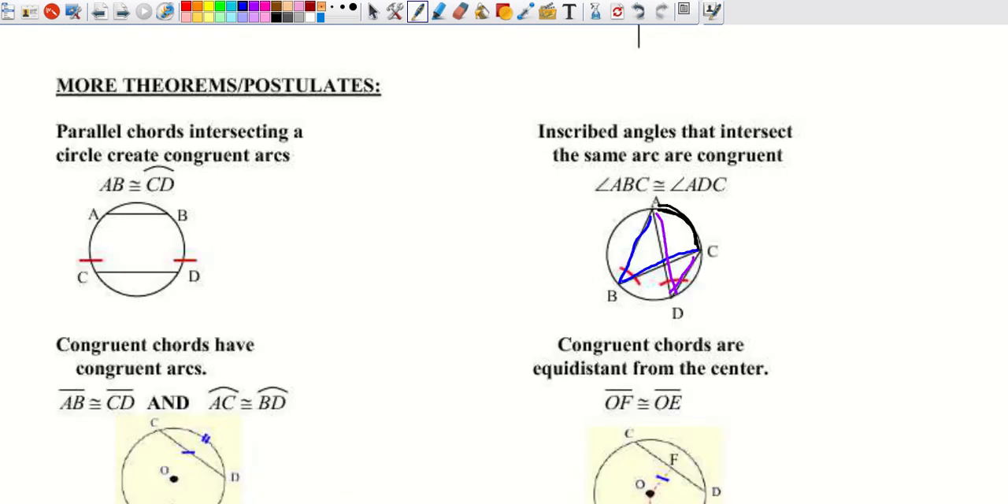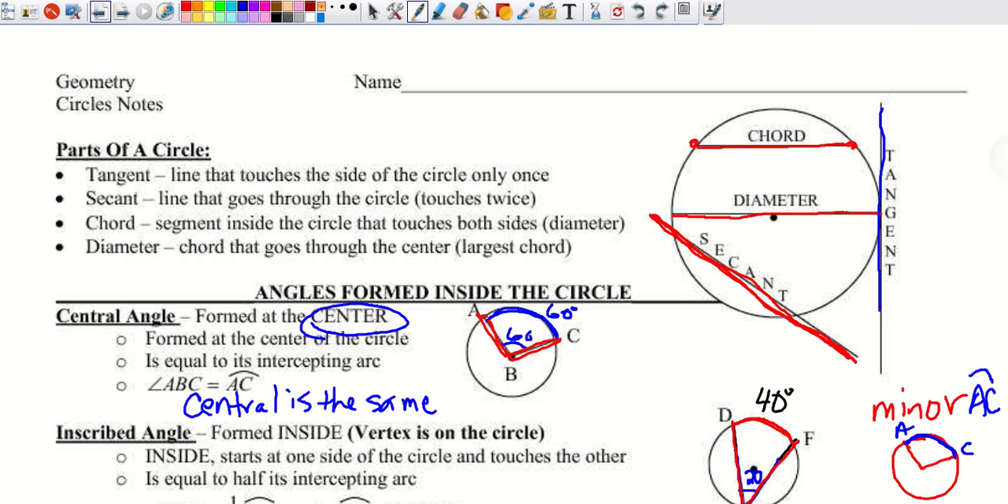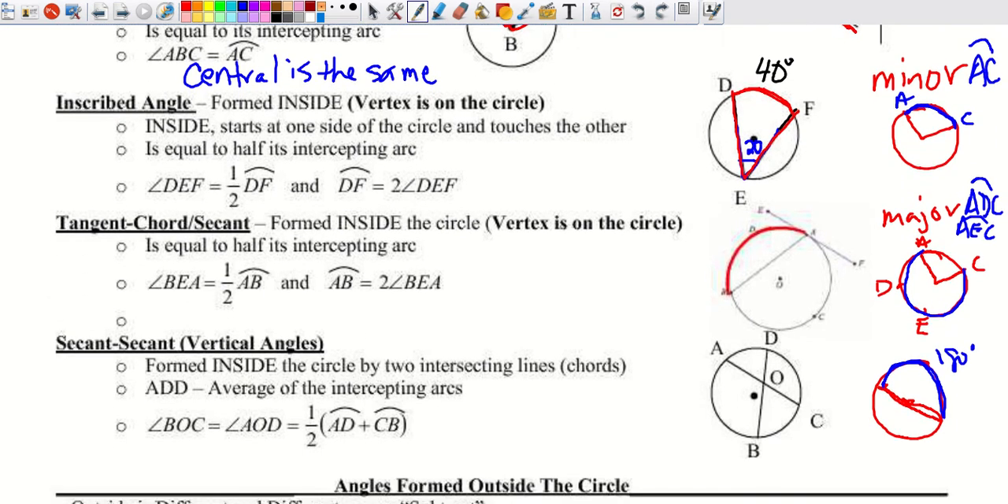So going back to our notes here. An inscribed angle has its vertex on the circle, and it's half. So inscribed sounds like inside and it's half. So the measure of the arc is 2 times the measure of the angle. The measure of the angle is half the arc. So if this angle right here is 20, then that arc is going to be 40, okay?